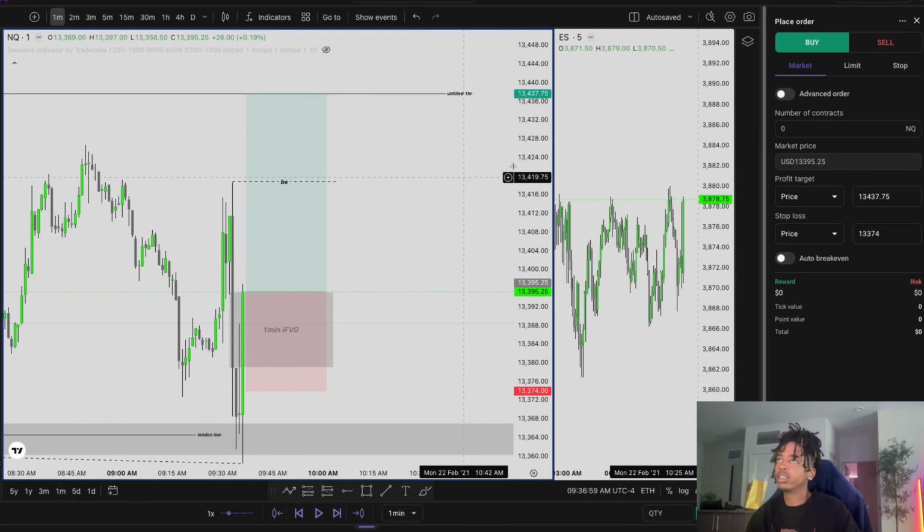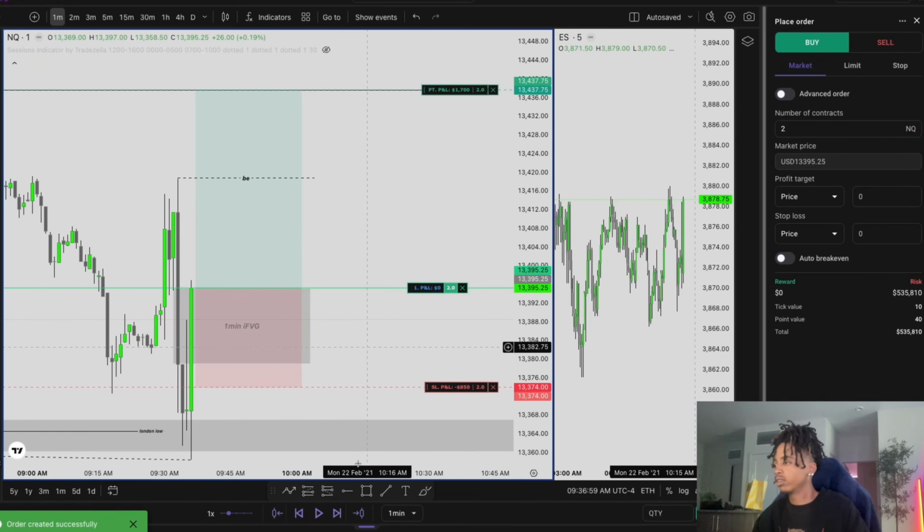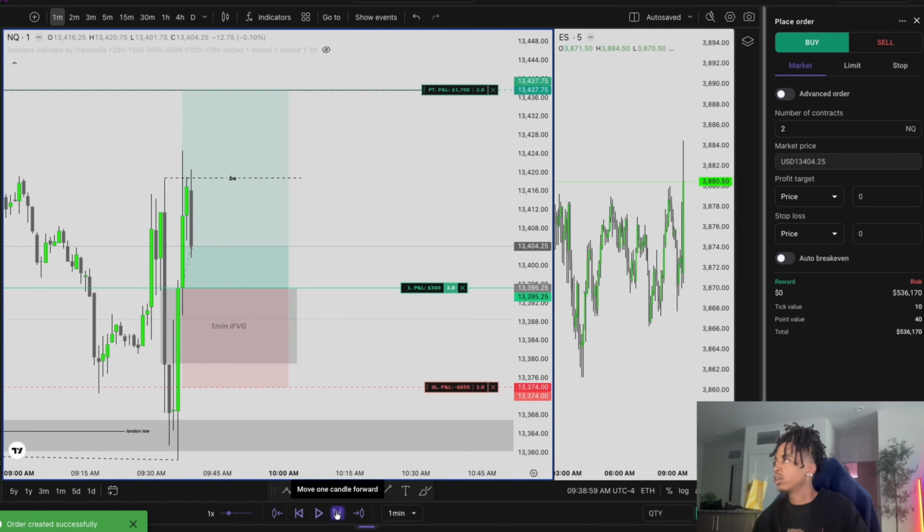We're gonna risk 1 NQ on this trade right here. Actually, we'll risk 2, to risk 850. And then basically what I do is I like to try to get my evals passed relatively quickly. So we'll see how this trade plays out.